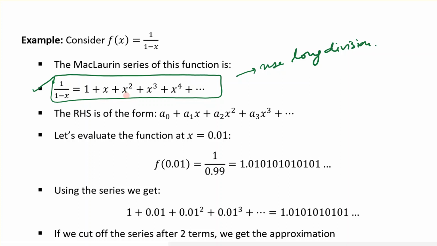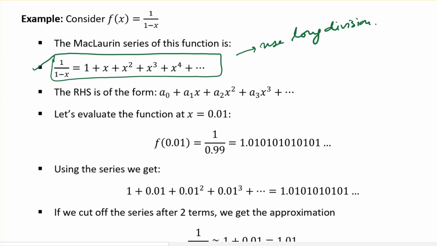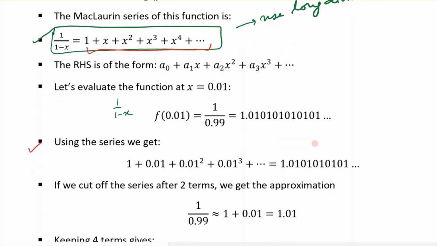We notice that the right hand side is of the power series form. And let's try to do a few things. We want to evaluate the function in the neighborhood of 0. So let's evaluate the function at x = 0.01. If we use the original function 1/(1 - x), we get 1/0.99. So that is our value. If we use the series, the right hand side, we also get this. If we use all the terms of the series, we get the same value.